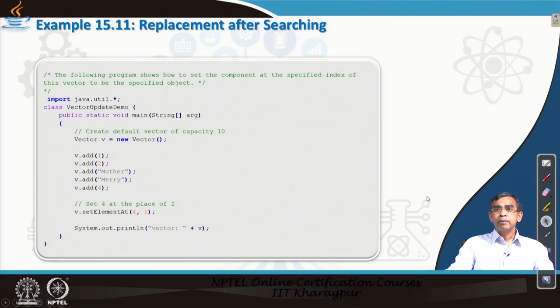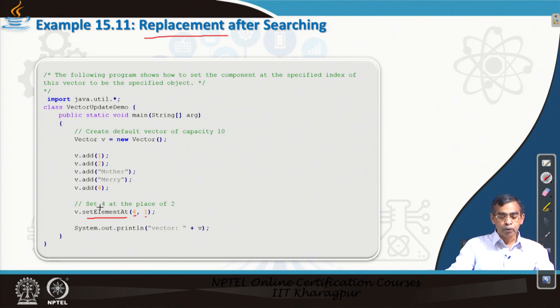So, these are searching methods, and along with searching you can also do some setting of elements. It is called replacement, and this example shows how the replacement of a particular element can be done here. For example, the method setElementAt can be used. It takes an index, and this is basically 1.